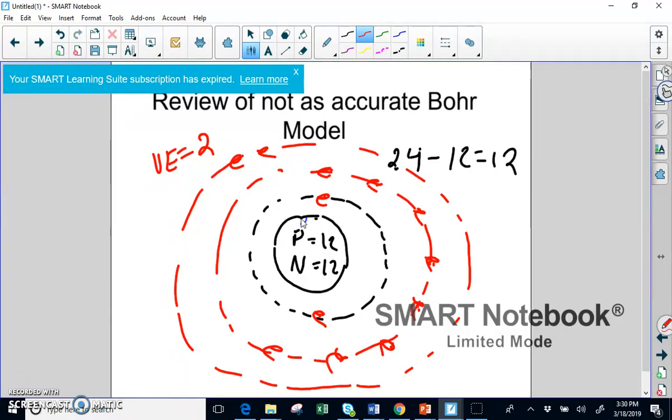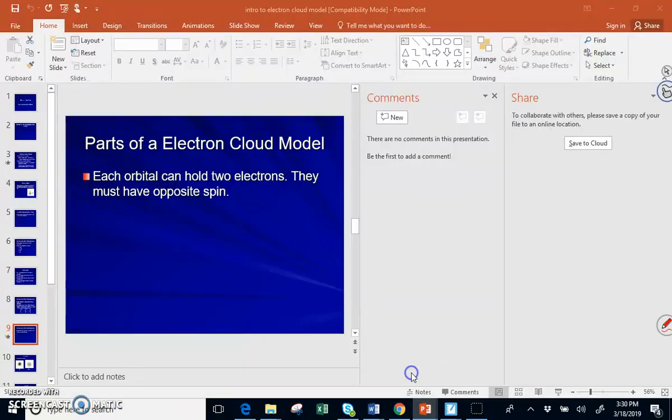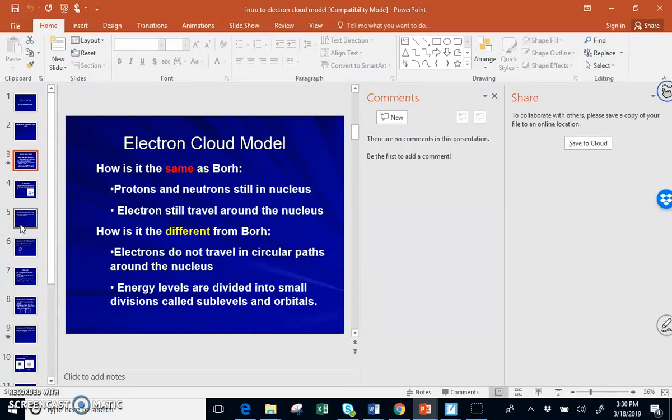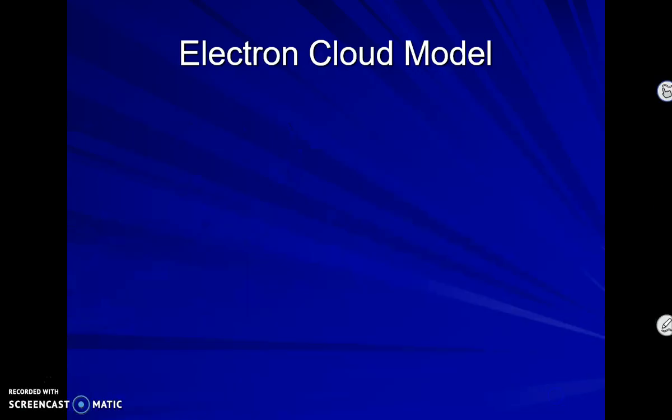Now, Bohr, while a nice model to think about because it's circular, is not the most accurate model of the atom. The actual most accurate model of the atom is called the Electron Cloud Model. As I scroll back up to the beginning of the PowerPoint, let's look at how the Electron Cloud Model is different from Bohr and the same as Bohr.